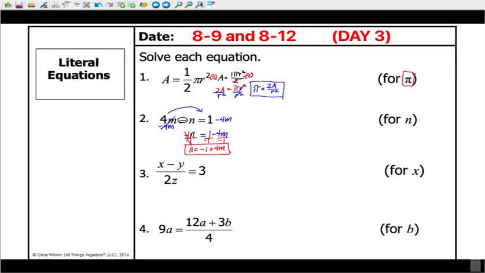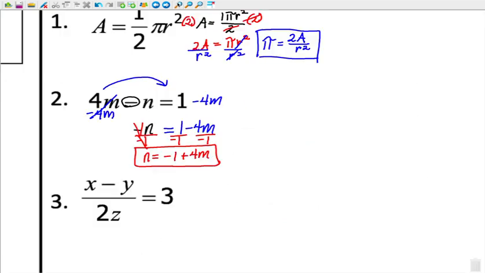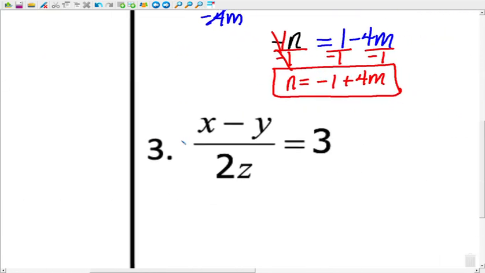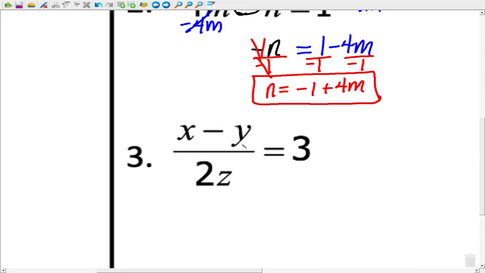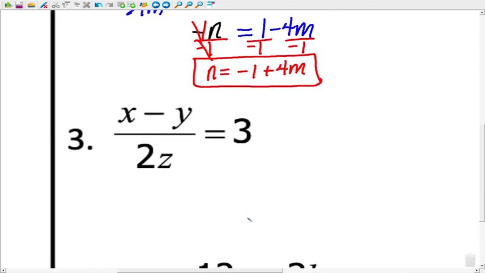All right. The next one, number 3, we're isolating the variable x. Before I fool with the y or anything else, I need to get rid of this fraction bar. To get rid of the fraction bar, do the opposite of dividing, which is multiplying. I'm going to multiply both sides by the bottom, so I put 2z here and 2z here. That gives me the right to cancel it out.